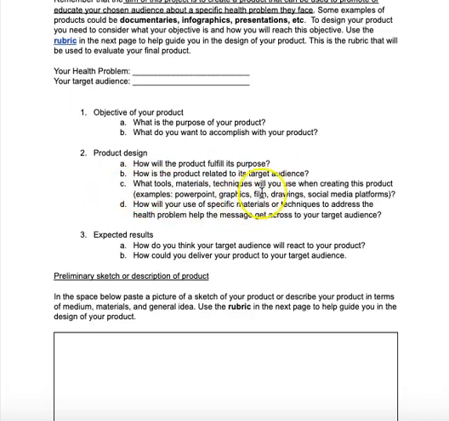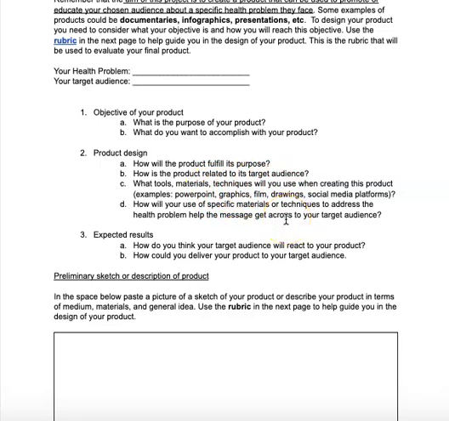What tools, materials, techniques will you use to create your product, like PowerPoints or graphics or films or drawings or social media platforms or any type of platform to create a website? So all of those are tools, materials, and techniques. Which materials are you going to be using? How will your use of specific materials or techniques to address the health problem help the message get across to your target audience? So why would you choose, for example, to create a website that has access to social media platforms? Or why would you decide to create some graphics? How is that going to get your message across?